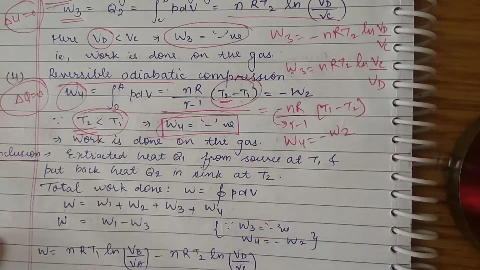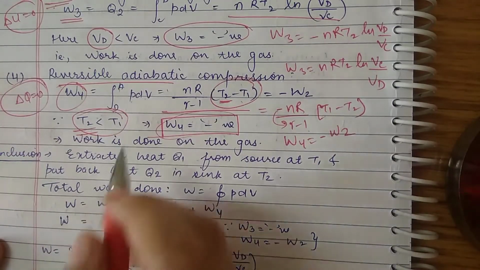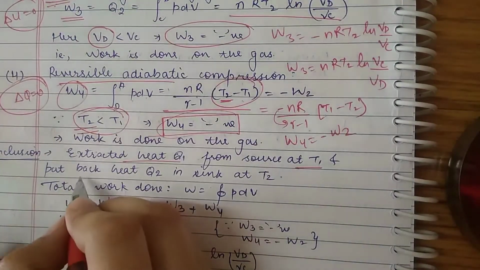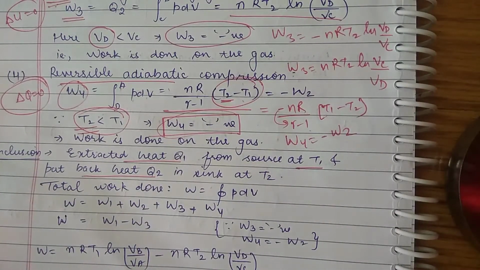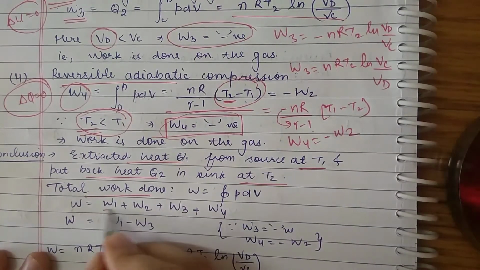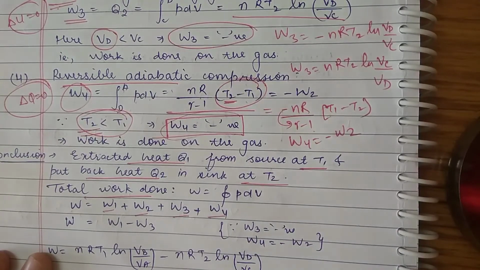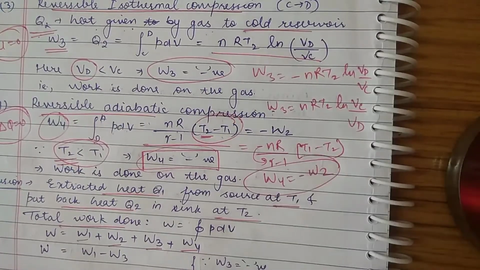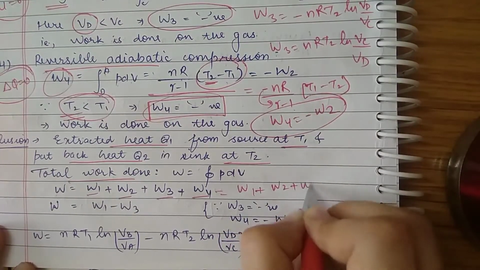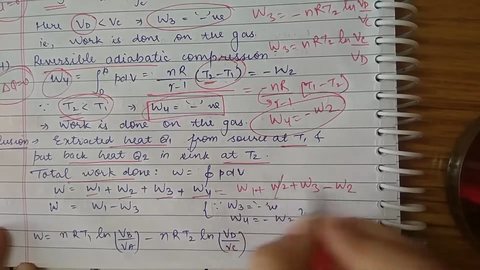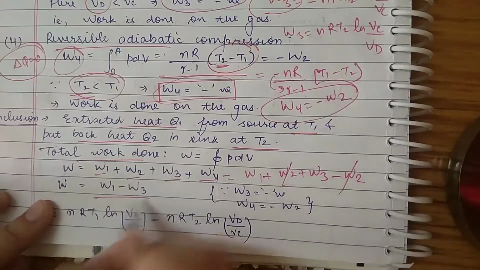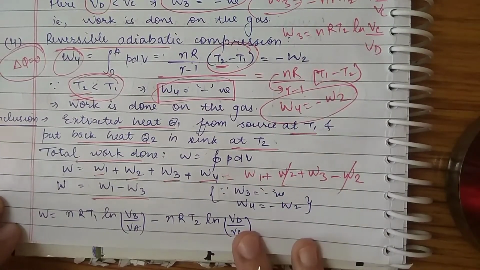Now here we can conclude that in the Carnot cycle we are extracting heat Q1 from the source at temperature T1, and we are putting back the heat Q2 in the sink T2. So total work will be equal to W1 plus W2 plus W3 plus W4. Now as I have shown that W4 is equal to minus W2, we can write W1 plus W2 plus W3 minus W2. This will get cancelled, and also I have shown that W3 is negative, so we will write W1 minus W3.